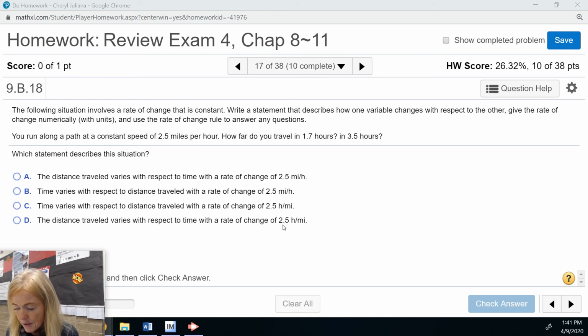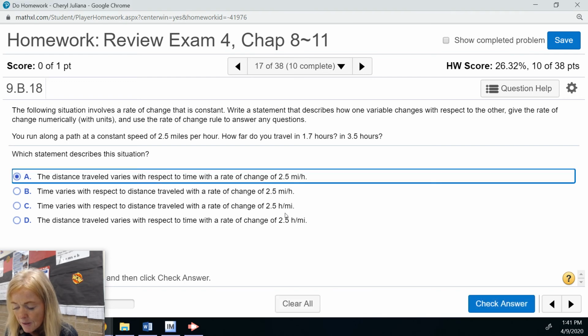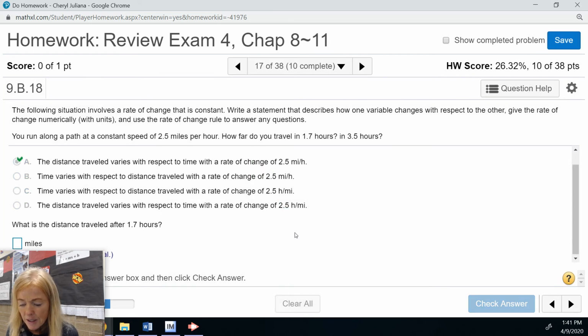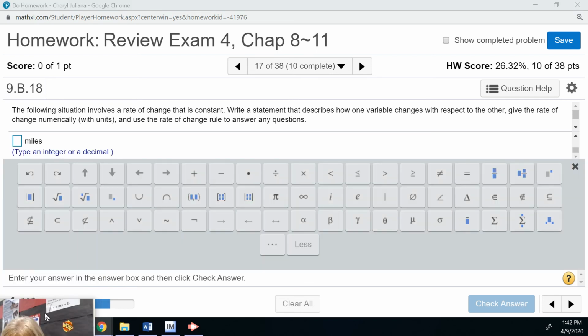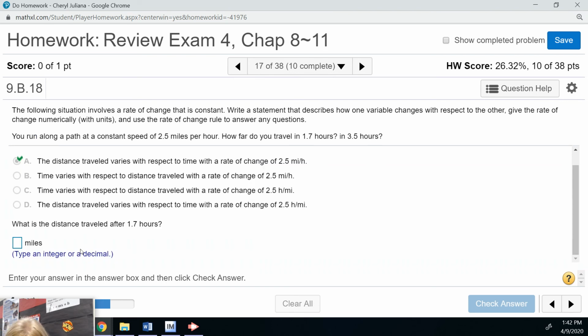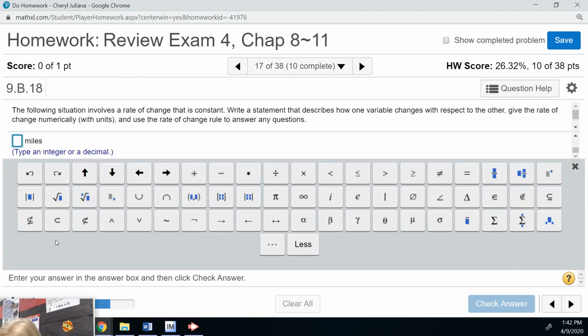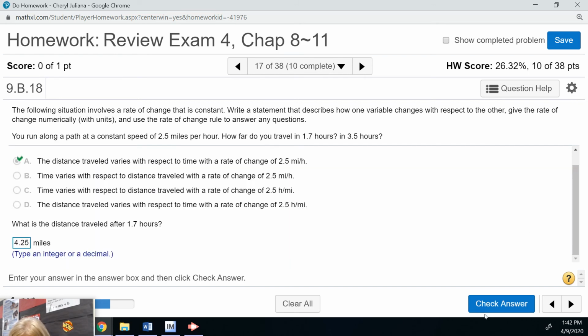So A and D are good, at the change of 2.5 miles per hour. You have to be careful because this one has the miles per hour change. It says hours per mile. So watch that. Make sure that you get the units right. And then the next one is after 1.7 hours. You're just going to take the 2.5 times 1.7. I don't want to spend the time moving over because I'm kind of running out of time here. 2.5 times 1.7 is 4.25 miles. And of course it says type in an integer or a decimal.